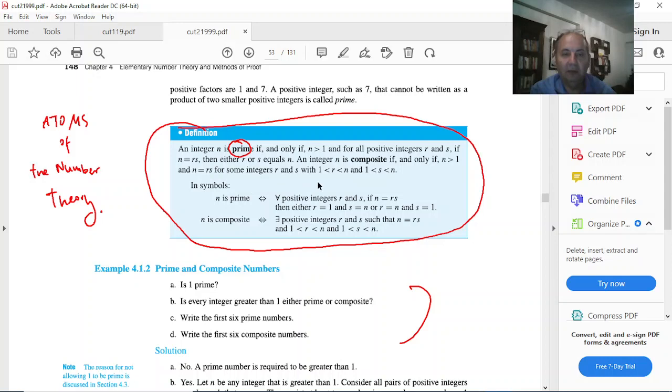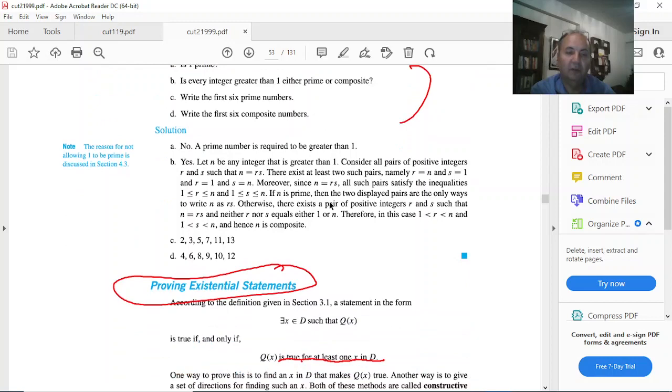How can it be equal to n? Well, the other one should be 1, right? For all positive integers r and s, if n equals rs, then either r equals 1 and s equals n, or r equals n and s equals 1. This is the way we can talk about prime. The rest of it is composite.